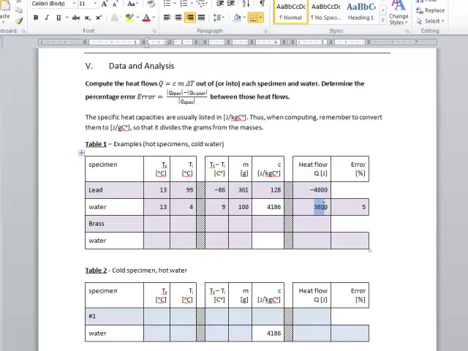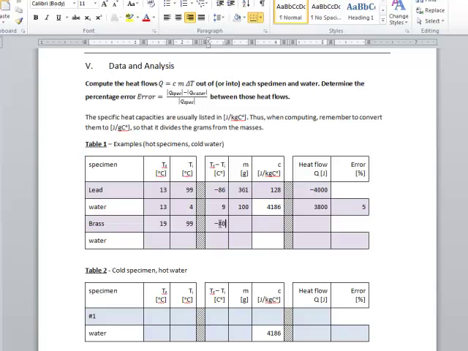And again, this is the heat that flows into the water, this is the heat that flows out of the lead. These two numbers should be the same, but because of experimental and measurement errors, they are at least close, within 5%. Okay, for the brass, I measured a mixing temperature of 19 degrees Celsius. The initial temperature for the brass was 99. 19 minus 99 is negative 80.